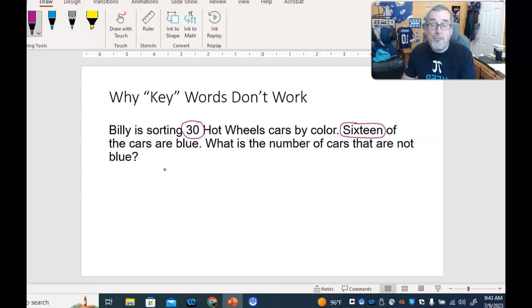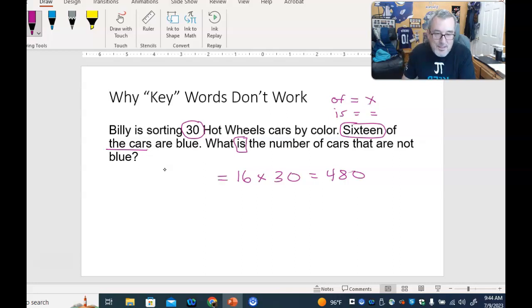They'll say, "of" means multiply. Anytime you see "of," that means to multiply. So 16 of the cars. Oh, there were 30 cars. So 16 of means multiply the cars. 16 times 30 is, I think, 480. That might be what a student does. And we also might tell them "is" means equals. Is means equals. That's just what is. So sometimes they'll say the number of cars that are not blue equals the 16 times 30.